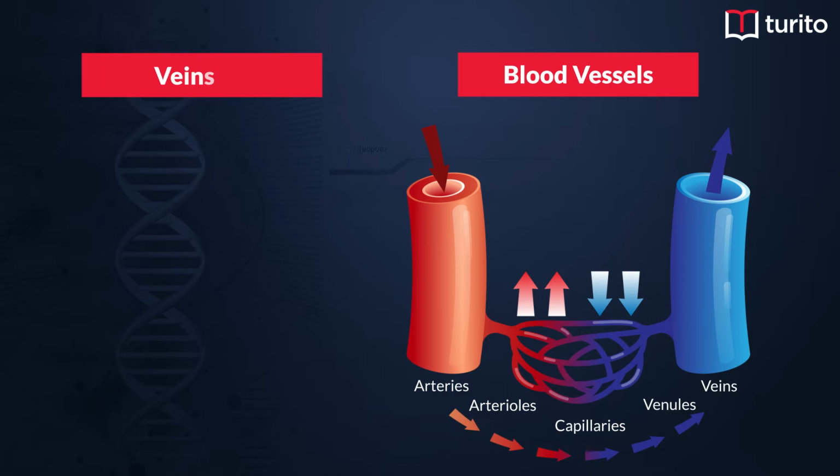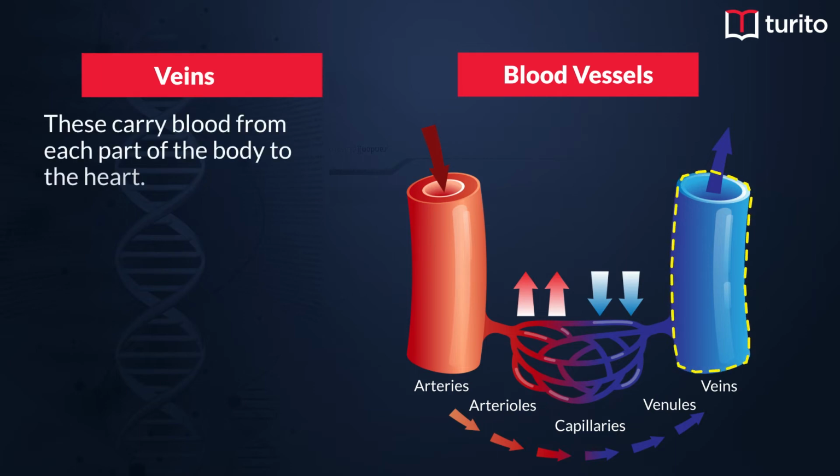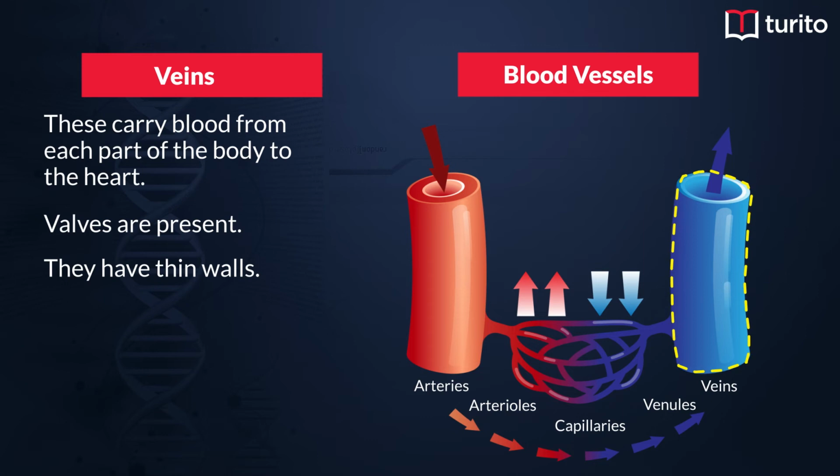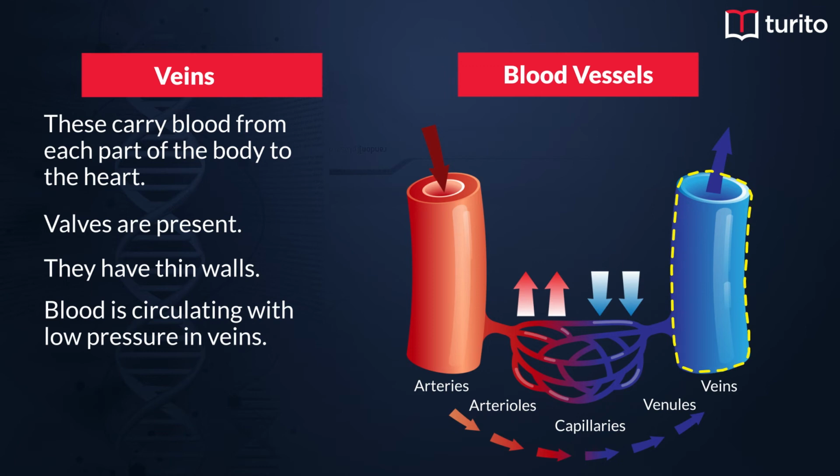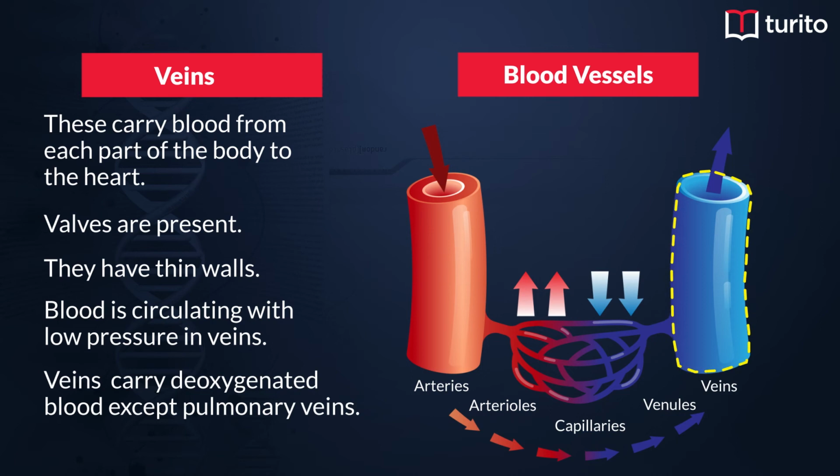To talk about veins, these carry blood against the gravitational force from each part of the body towards the heart. Because they are carrying it against the gravitational force, they show the presence of valves to avoid backflow of the blood. They comparatively have thinner walls in the tunica media with less muscle, and they can easily collapse because they have less pressure and the wall is also thin.